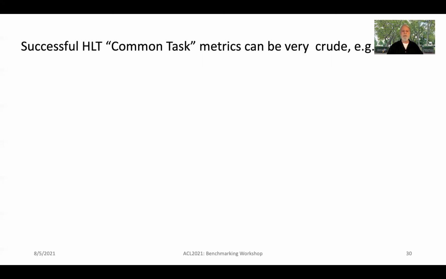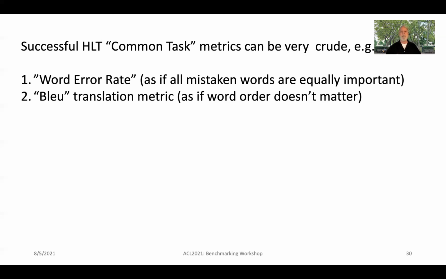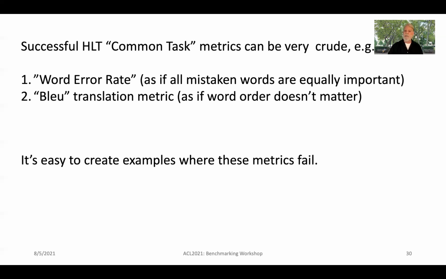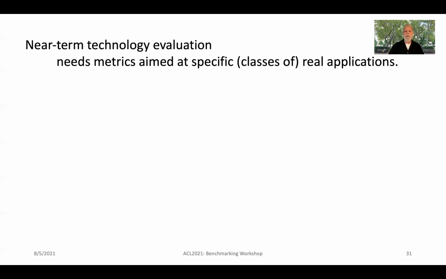Successful metrics of this kind can be very crude. For example, word error rate, as if all mistaken words are equally important, which they obviously aren't. The BLEU translation metric, which pretends that word order doesn't matter in translation, it's just a matter of comparing bags of words. It's easy to create examples where these metrics fail arbitrarily badly, but they point in the right direction, at least at certain stages of development.